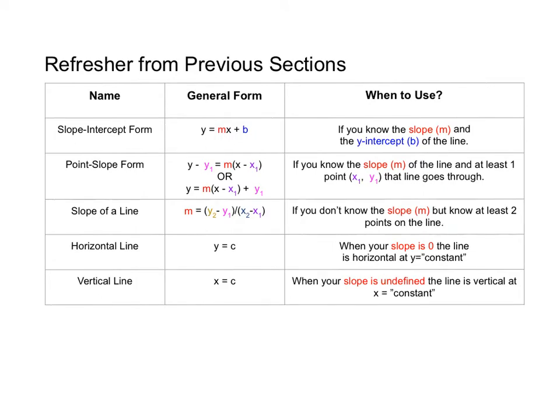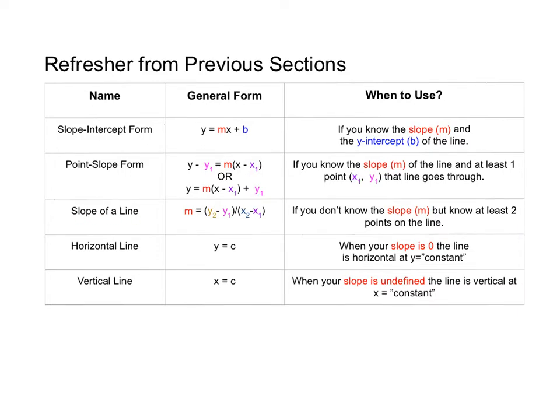Alright, first off, a refresher from previous sections. We've talked about the slope-intercept form, y equals mx plus b, where the slope and the y-intercept are clearly visible. We've talked about the point-slope form, where if you know the slope of a line and at least one point (x, y) that line goes through, you can write y minus y sub 1 equals the slope times x minus x sub 1, or y is equal to the slope times x minus x sub 1 plus the second y value.